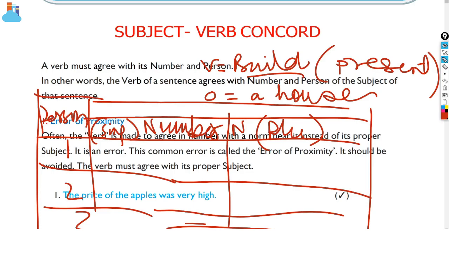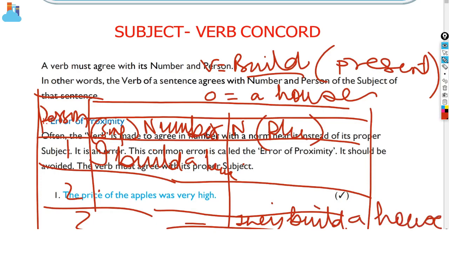So the first sentence will be: I built a house. In a similar manner, in the plural, we built a house. In the second person, you built a house. Second person plural, you built a house. Third person, he builds a house. She builds a house. It builds a house. And plural, they built. This one is important. They built a house.